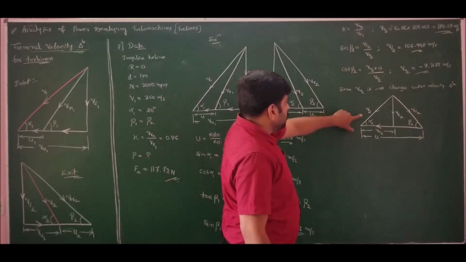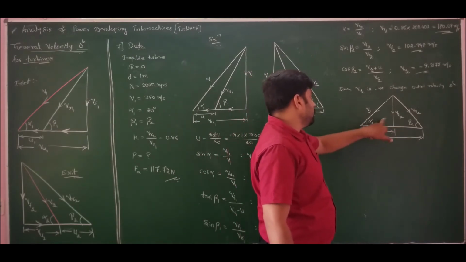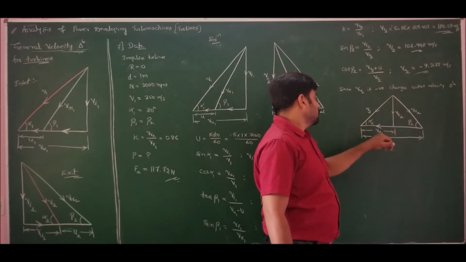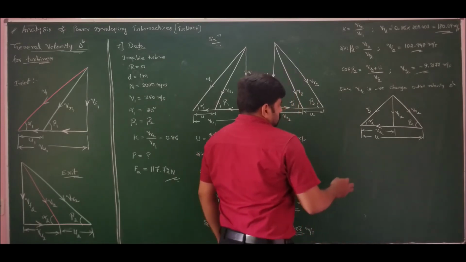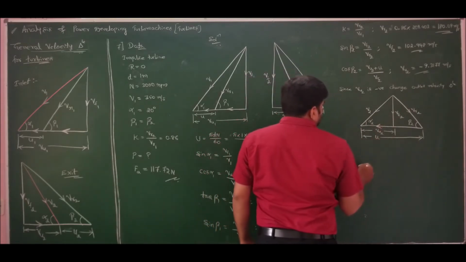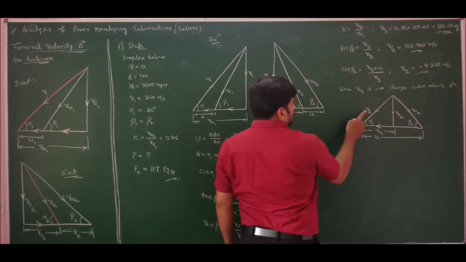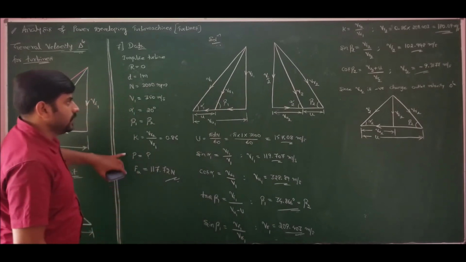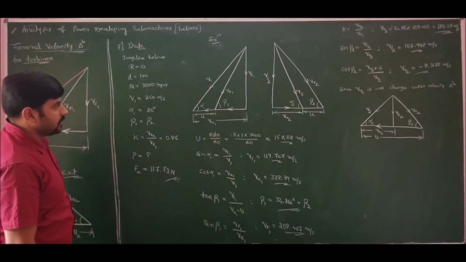V2 will become square root of Vf2 square plus Vu2 square. Alpha 2 can be calculated by using sin alpha 2, which is Vf2 by V2. Or you can also use tan alpha 2, which will be Vf2 by Vu2. All the values are known. You can calculate V2 and alpha 2 if you require. For the question he has asked, V2 and alpha 2 are not necessary. He has asked us to calculate the value of power developed.